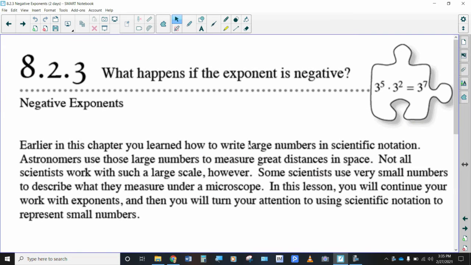Earlier in this chapter, you learned how to write large numbers in scientific notation. Astronomers use those large numbers to measure great distances in space. Not all scientists work with such a large scale, however. Some scientists use very small numbers to describe what they measure under a microscope. In this lesson, you will continue your work with exponents, and then you will turn your attention to using scientific notation to represent these very small numbers.